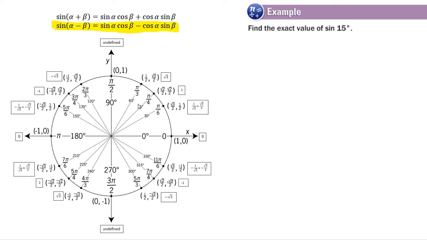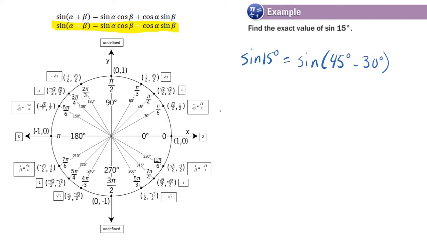Well, at 15 degrees I don't see it on my unit circle. Of course we know where it is, right here, halfway, but it's not on there. So these sum and difference formulas are going to provide a tool for us. Couldn't I rewrite the sine of 15 this way? Sine of 15 degrees would be the same as the sine of 45 degrees minus 30 degrees.